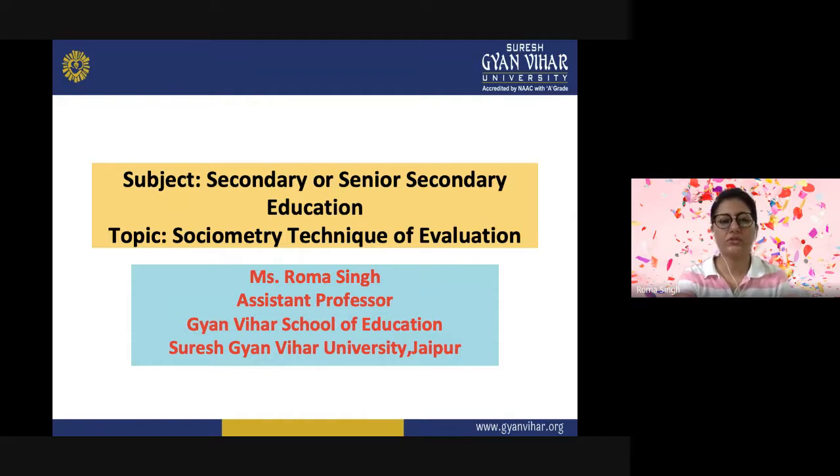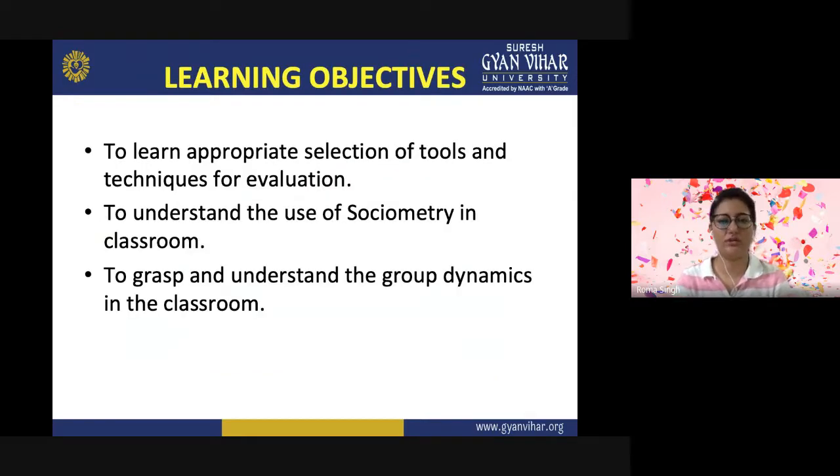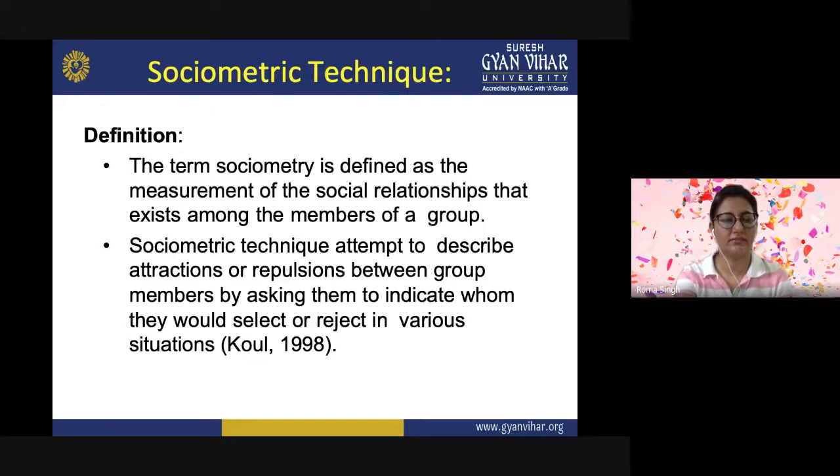The learning objectives for today's class are to learn the appropriate selection of tools and techniques for evaluation, to understand the use of the sociometry technique in the classroom, and to grasp the group dynamics in the classroom: how, as a group, the classroom students are behaving and what their present status is. The term sociometry is defined as the measurement of the social relationships that exist among the members of a group.